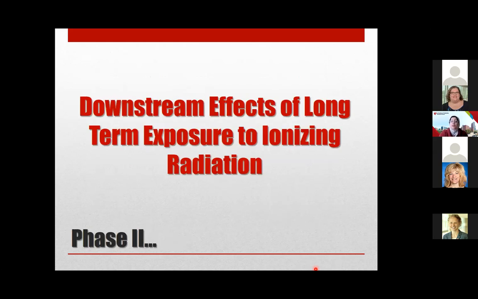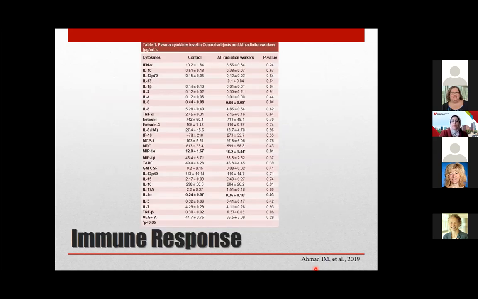And then we decided to move on and continue our work for phase 2, looking at the downstream effects of long-term exposure to ionizing radiation. So we measured the cytokine levels, and we screened about 30 cytokines as shown in this table in the plasma of both control and radiation-exposed workers. And you can see we only see significant differences in radiation-exposed workers as compared to the control in IL-6 as well as in MIP-1 alpha and in IL-1 alpha.